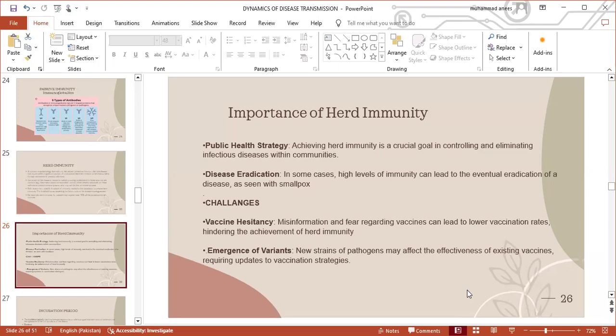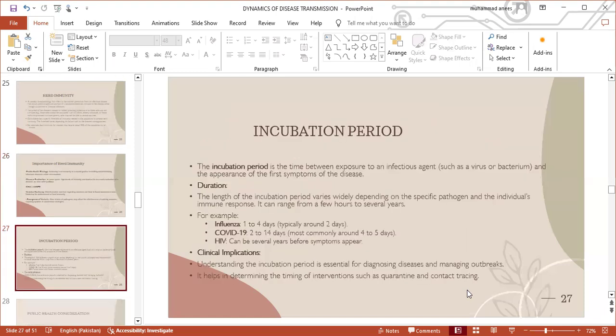Certain challenges are also faced in developing herd immunity. These are vaccine hesitancy: most of the people are misinformed and their fear regarding vaccines can lead to lower vaccination rates, hindering the achievement of herd immunity. And emergence of variants: new strains of pathogens may affect the effectiveness of existing vaccines, requiring updates to vaccination strategies.